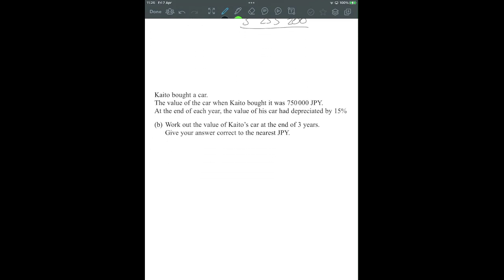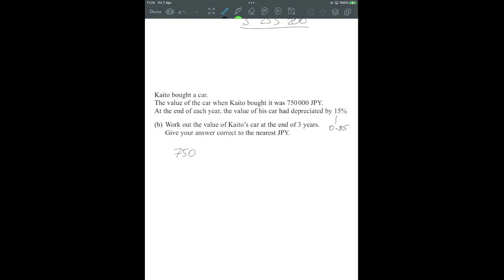We have someone buying a car as well. The value of the car when it was bought was that, and it depreciates by 15%. Well, that's now going down, so we start with 100%, we lose 15% and then divide by 100. We get down to 85% or 0.85. We want to know the value after 3 years.